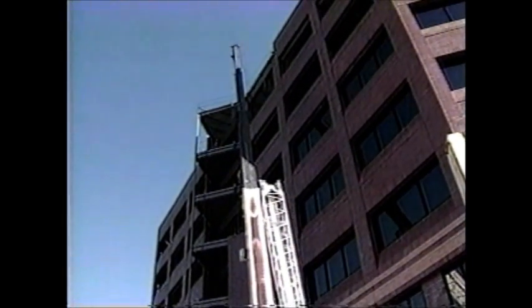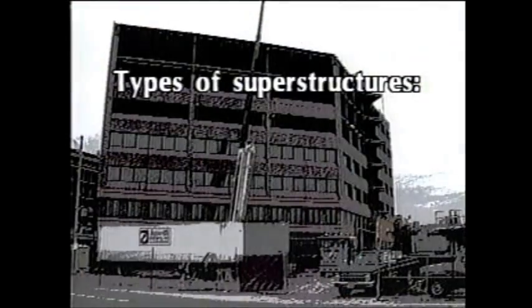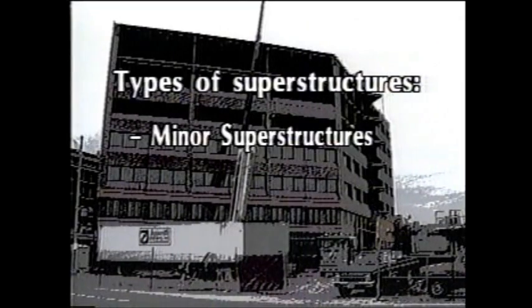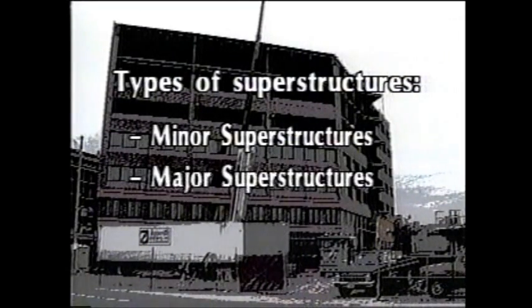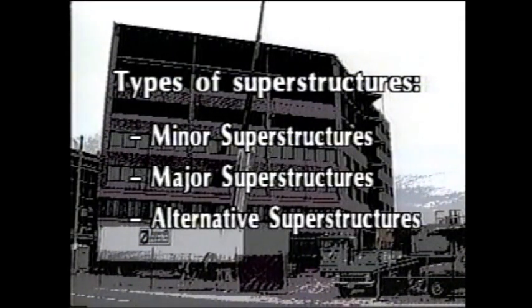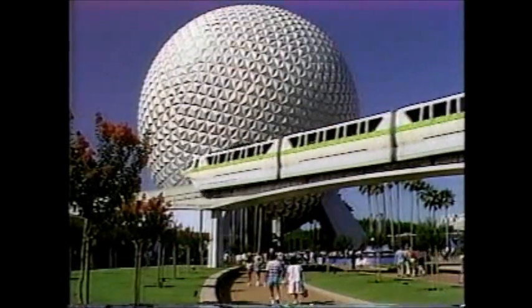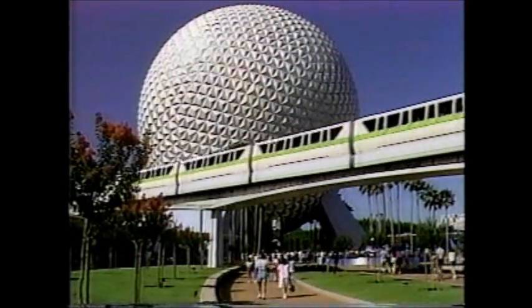But along with there being different types of substructures, there are also a variety of superstructures. These include minor superstructures, major superstructures, and alternative superstructures, like geodesic domes. Geo what? Have you heard of the Epcot Center at Walt Disney World Resort? Oh, yeah. Well, it has a geodesic dome known as the Spaceship Earth.